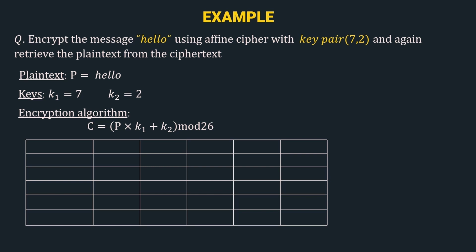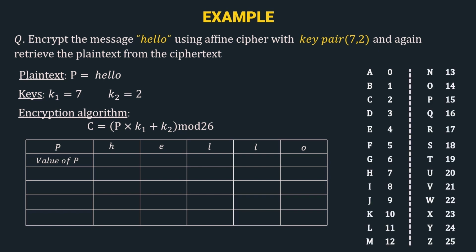Let's construct a table to calculate the value of C. So the first row is P. So we have H, E, L, L, O. Then we have the integer value of P. Let's call a mapping table back for a reference. So here H represents 7, E represents 4, L represents 11, again we have L, so 11, and O represents 14. The next step is P into K1, that is we multiply K1 with all the above values.